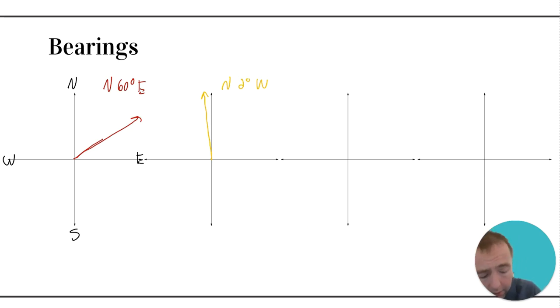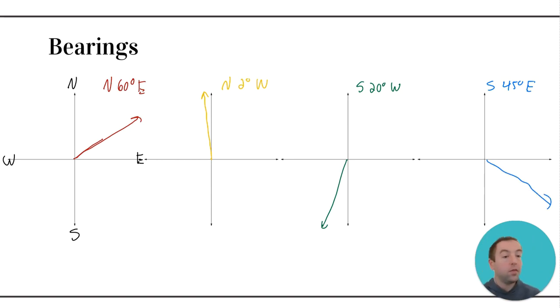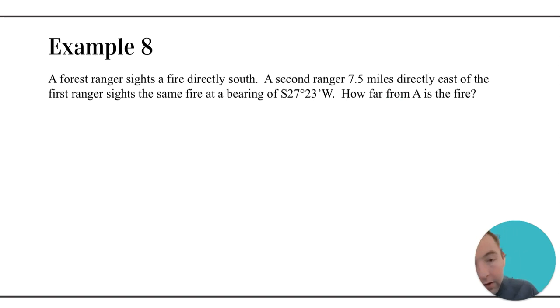And then we also oftentimes will have directions that will start with the south. So if you had south, say like 20 degrees west, you'd pivot 20 degrees from south in a westerly direction. Or if you had, you know, like a south 45 degrees east, then this right here would be about south 45 degrees east, pivoting 45 degrees from south towards the east, right? All right, so with that then, we can apply that in this particular problem.